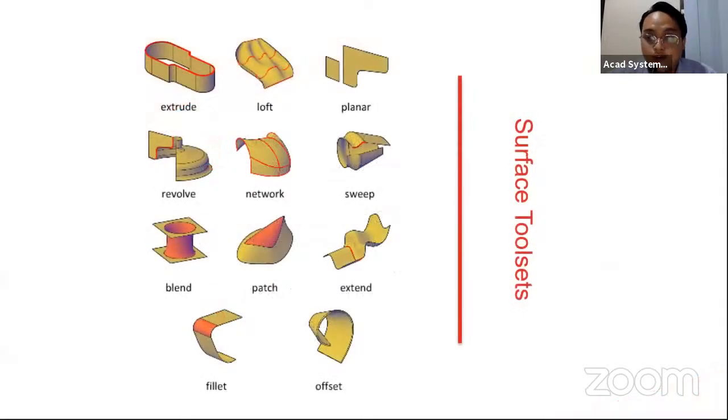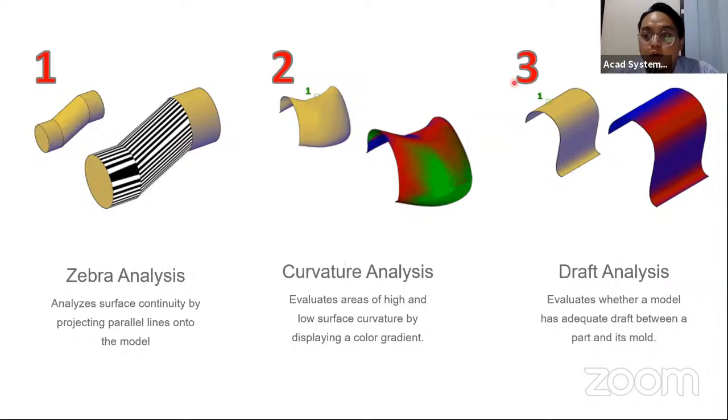If you are familiar with 3D modeling, you will know some of the tools here. We have extrude, loft, revolve, sweep, extend, fillet, and offset. And for surface tools, we have new ones: planar, blend, and patch. The difference is that the surface tool only creates a surface instead of a 3D solid. We also have zebra analysis, curvature analysis, and draft analysis. I will go short here, but I will explain later during our modeling. Zebra analysis shows the continuity and curvature, to see the highs and lows of the model, and draft analysis is to see whether a part has adequate draft for the mold.